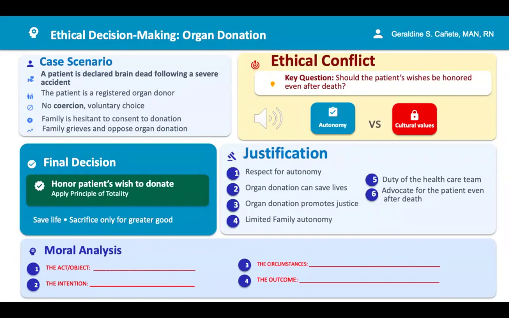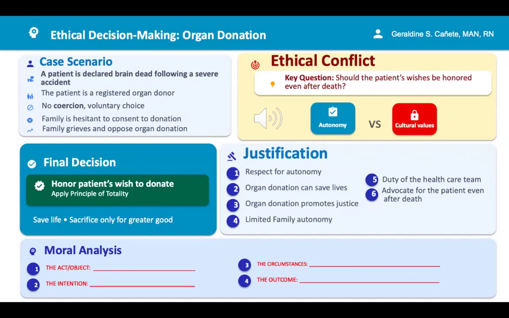Now, the core ethical conflict in this case lies in balancing respect for the patient's previously expressed autonomous wish to donate their organs. That's why they are registered organ donors. So, balancing that with the family's current emotional state, cultural beliefs, and their role as surrogate decision makers. Now, how do we reconcile these competing obligations? Let's explore the ethical considerations.